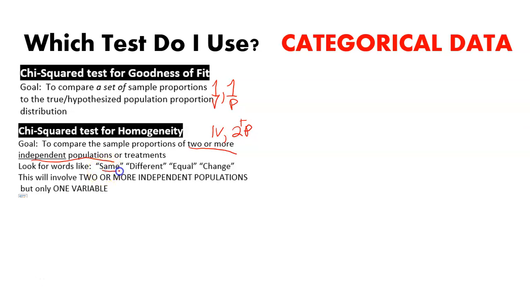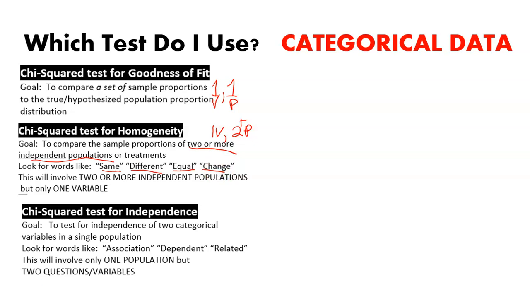Homogeneity tests are things that ask you to check, were these the same? Were they different? Were they equal? Have they changed since we looked at them last time? And finally, independence. To test for independence of two categorical variables, you have two variables this time, but only one population that you're checking that in there for. You're looking for words like, is there an association? Are they dependent? Are they related? Is there a relationship between these two variables? You're going to test for that independence.